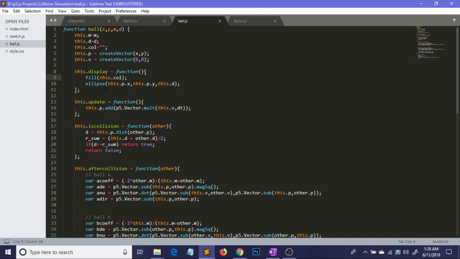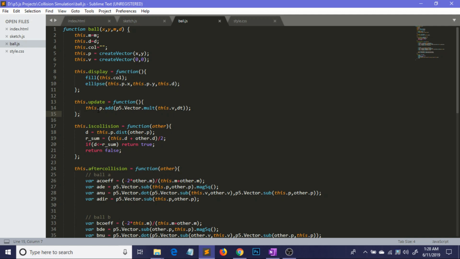Now here is the display function. Actually, this display function just shows the balls, and here I have just drawn an ellipse. In p5.js, ellipse is used to draw the circles. And after that I have an update function. What it does is it updates the velocity and updates the position vector.